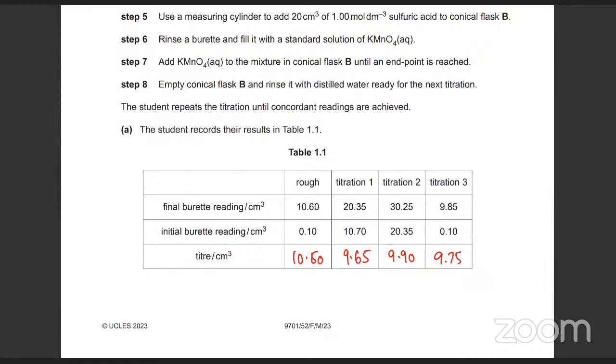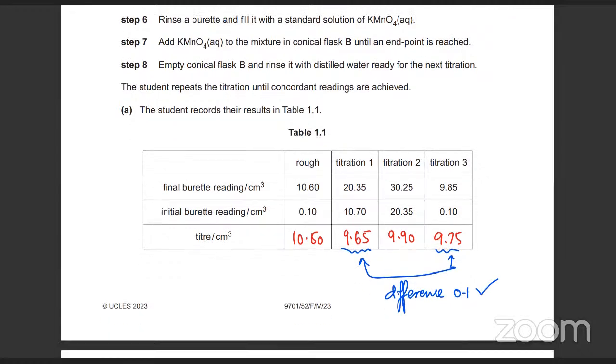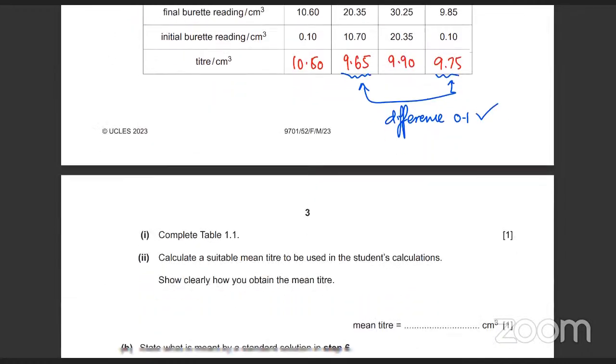Titration 1 and 3. Sorry, I forgot that there was a rough one as well. So 1 and 3 have a difference of 0.1. Concordant results. Difference of 0.1. So those are your best titration results, and if you take the average, that's going to come out to be 9.7.